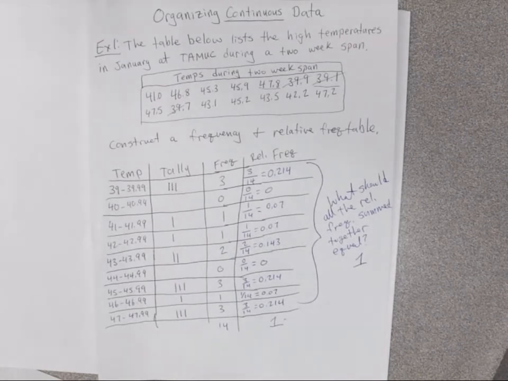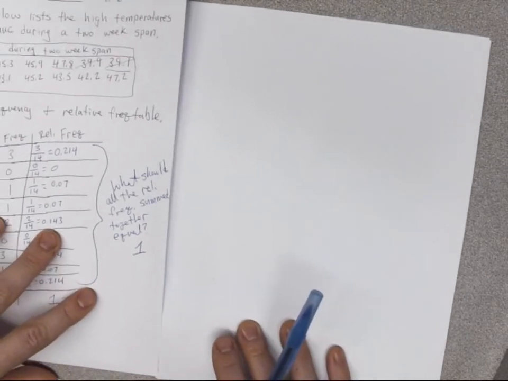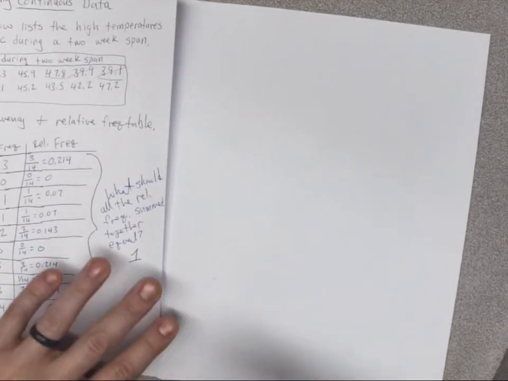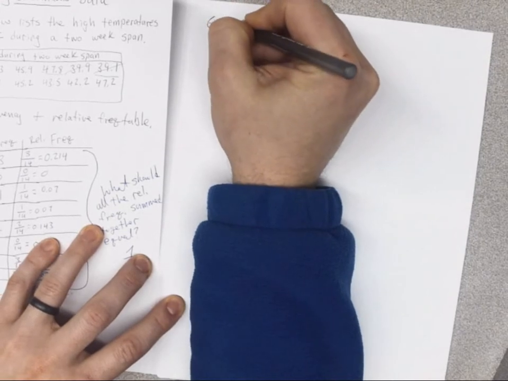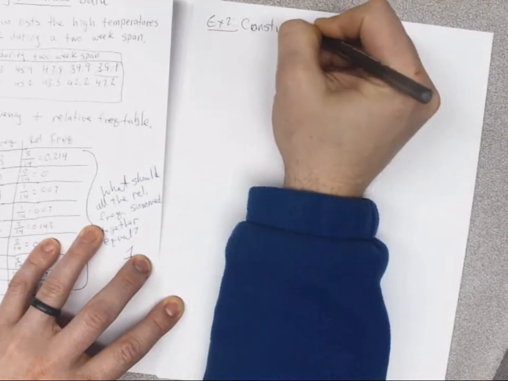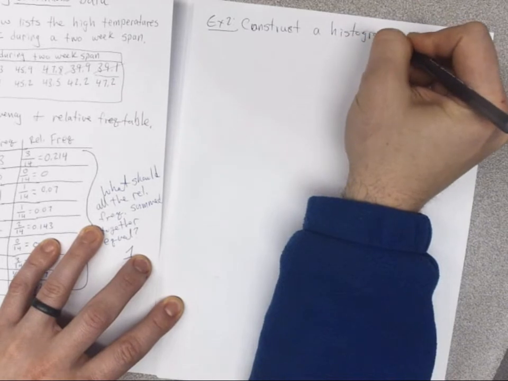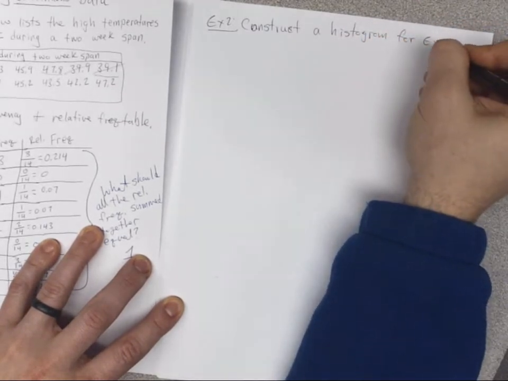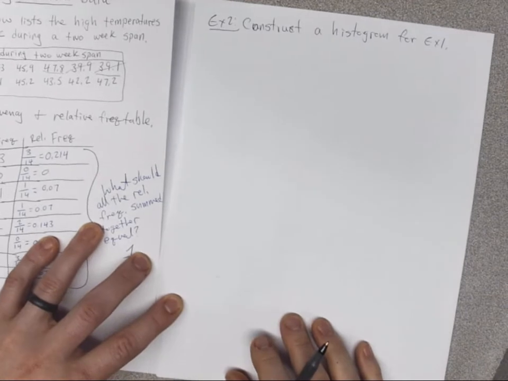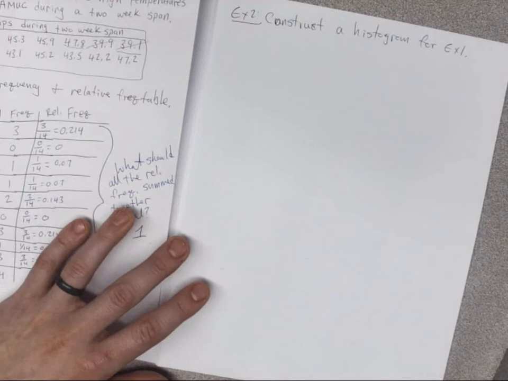All right, the last thing to do would be able to draw a histogram. So let's do that real quick. Example 2, construct a histogram for example 1. And really you'd want to do a frequency and a relative frequency. I'm going to do one and leave you to do the other.